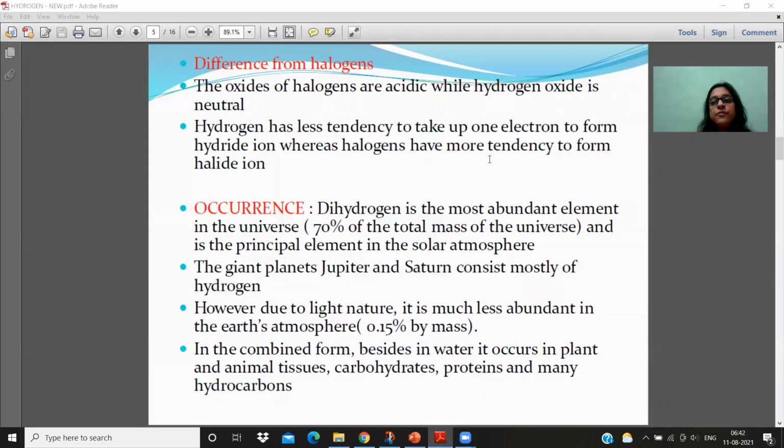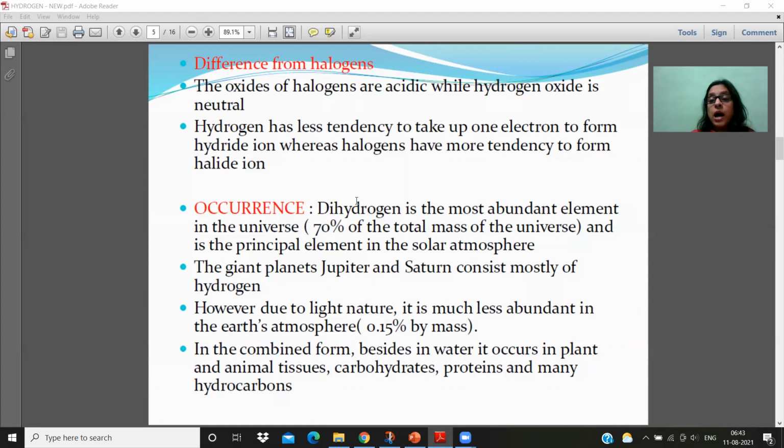Hello. So, the differences from halogens. Oxides of halogens are acidic in nature, whereas hydrogen oxide, as I have already told you, is neutral in nature. Hydrogen shows less tendency to take one electron, whereas halogens have a greater tendency comparatively to form a halide ion, whereas hydrogen generally does not form hydride ions.